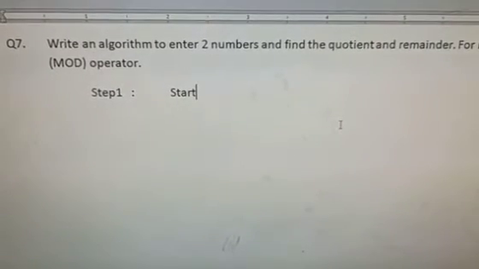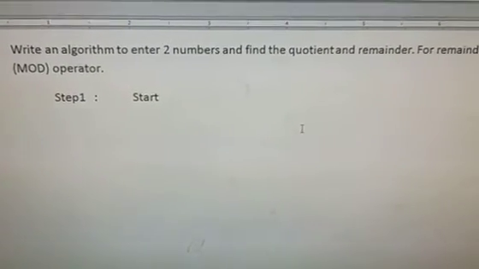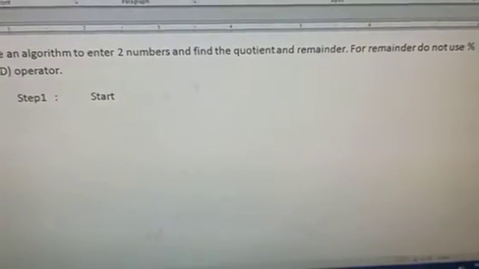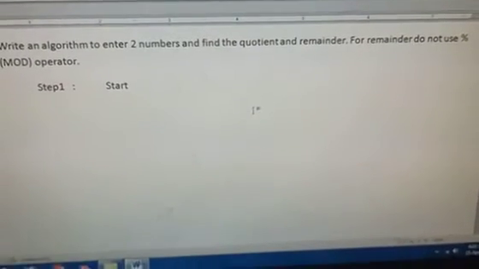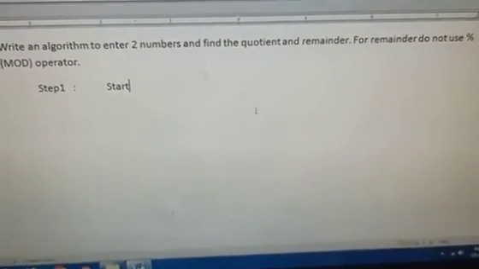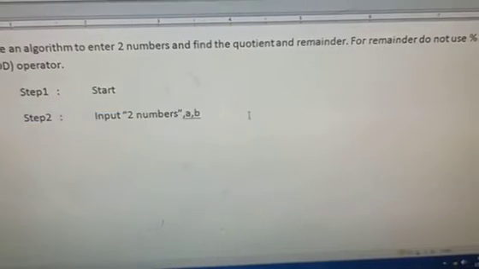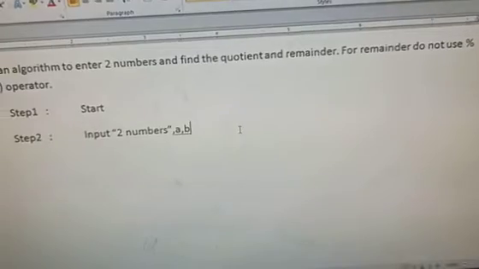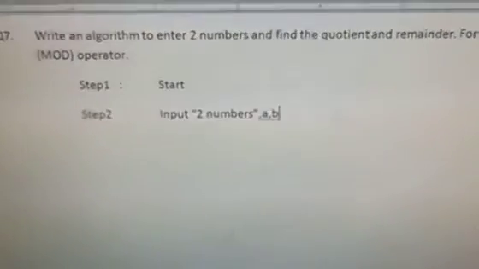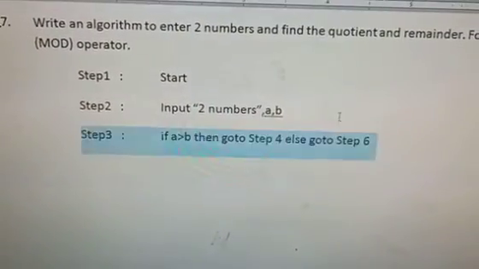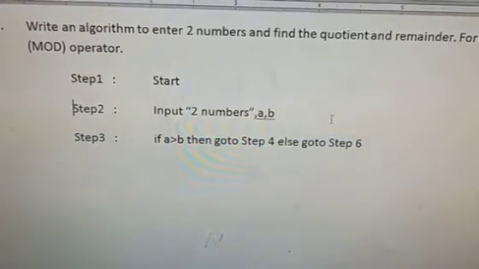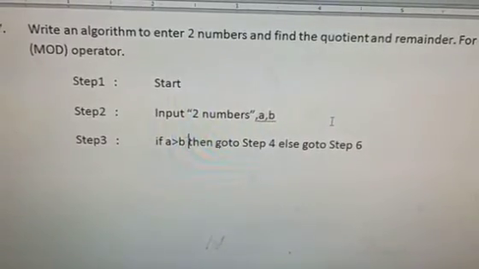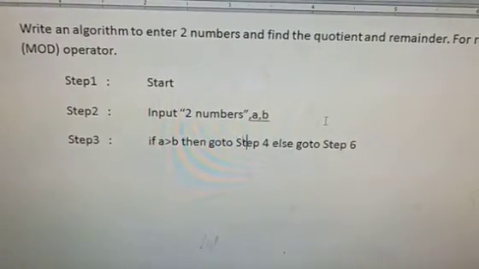So now for writing the algorithm for the same problem, see, step 1 is as usual, always the start. Then the next step, step 2, input two numbers a and b, right? Any variable instead of a and b you can use of your choice. Then in step 3, if a is greater than b, then go to step 4, else go to step 6.